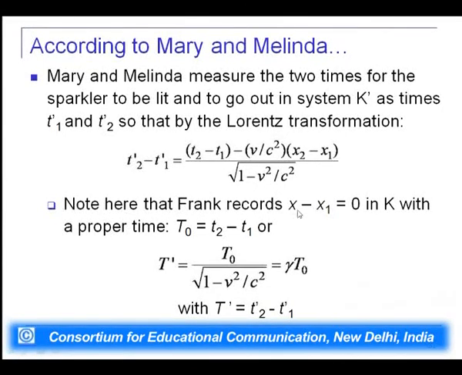Note here that Frank records x2 minus x1 equal to 0 in K with a proper time T naught equal to t2 minus t1, or we can say t dash is equal to T naught by root of 1 minus v square by c square. Here we define the time for the inertial frame as gamma T naught, with t dash equal to t2 minus t1. This means the moving frame has a time period different from the frame which is static. This is the time dilation.